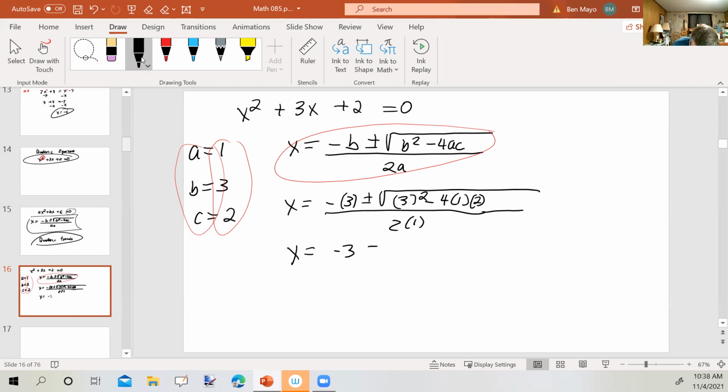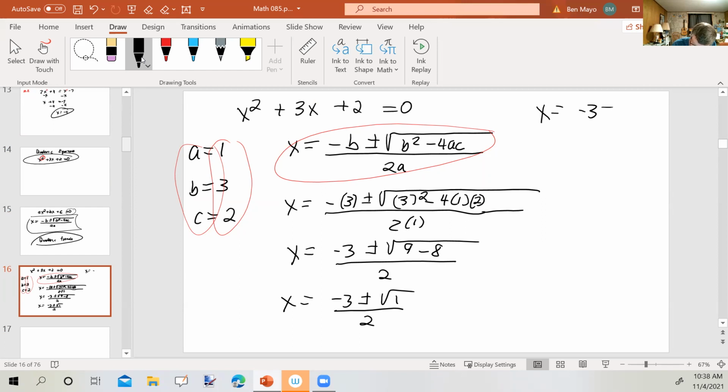x equals negative 3 plus or minus the square root of 3 squared is 9 minus 4 times 1 times 2 is 8. So 9 minus 8 all over 2 times 1, which is 2. Continuing to simplify, x equals negative 3 plus or minus the square root of 9 minus 8 is 1, all over 2. Continuing, x equals negative 3 plus or minus, well, the square root of 1 is 1, and that's all over 2. Now, when you get down to this point, if there's no radicals, you can simplify it into two separate answers quite nicely.